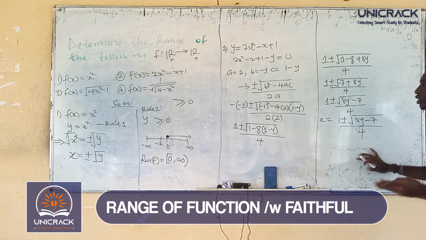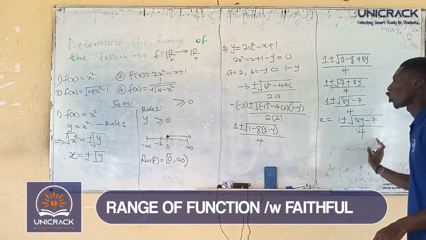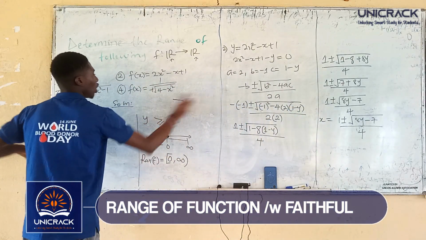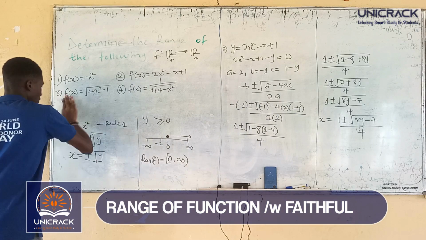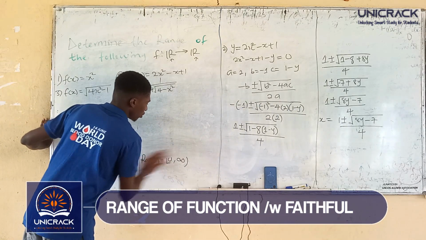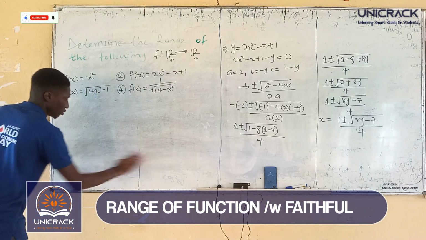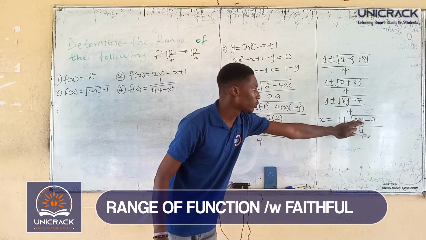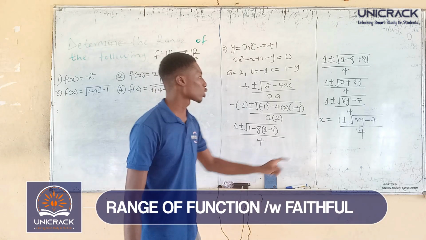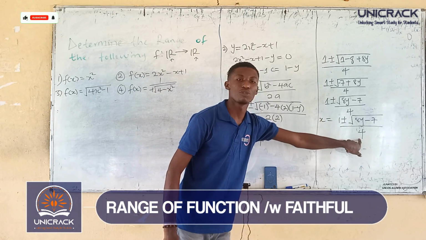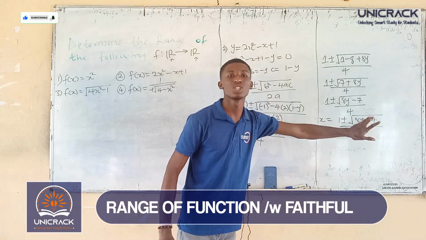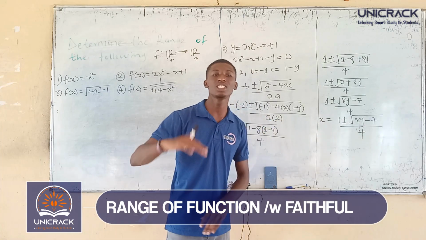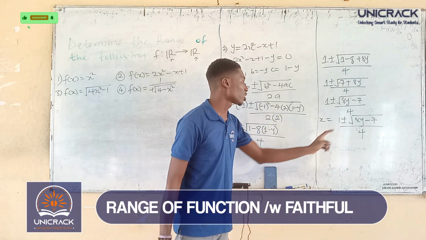Now, since we have found x, we can now find the range of the function. Now, finding the range of this function, allow me to clean here. You would see that from this place, our concern is not on this 1 plus or minus and 4. Our concern is only here. And you'll see that we have a radical function, and it is in the numerator.